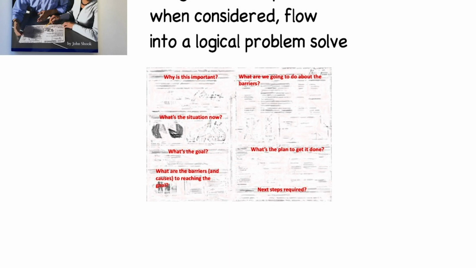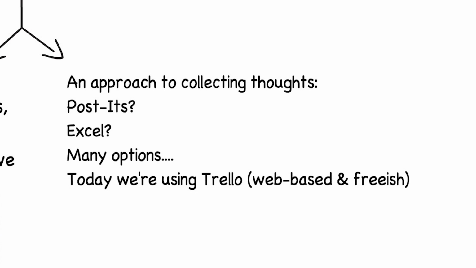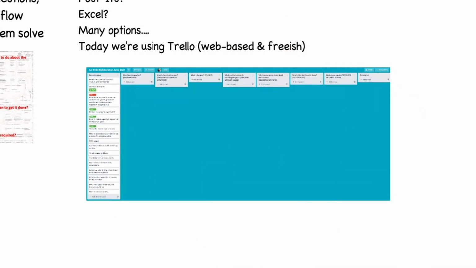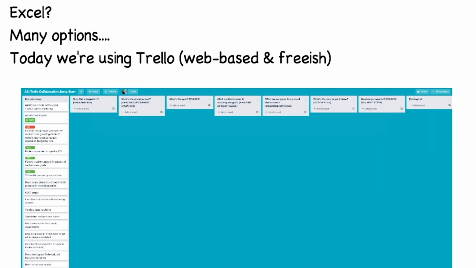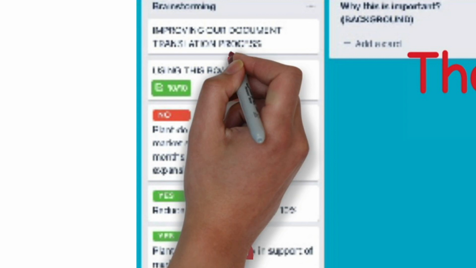For a tool, you want something easy, something that doesn't distract from the problem at hand and getting to a quick draft of your written A3. Although there are lots of options, I'm going to show screenshots from Trello today. Just a quick tour of the Trello board. The questions for Managing to Learn are in the center. Then 2 bookends are added, brainstorming on the left and a parking lot on the right.